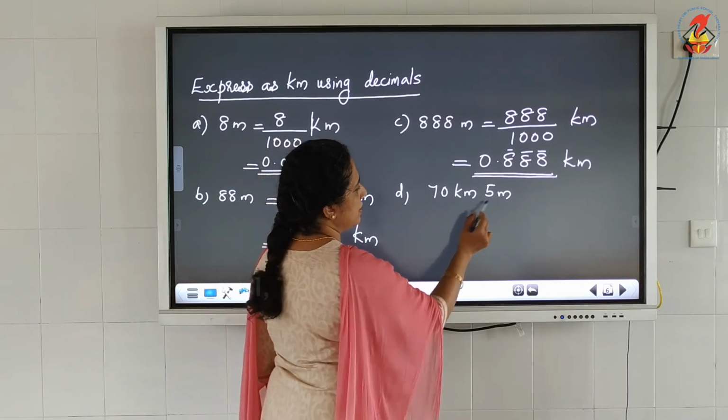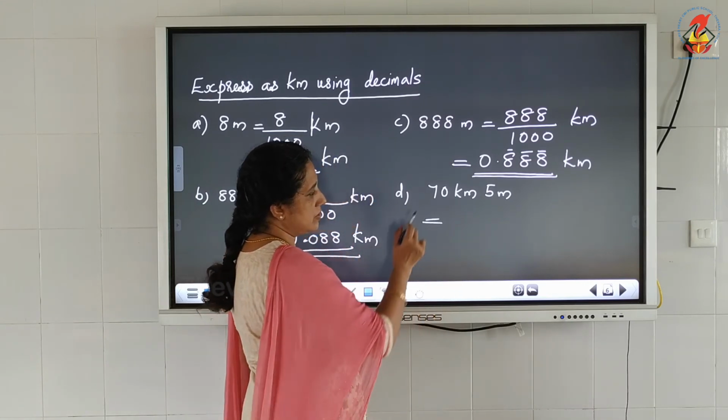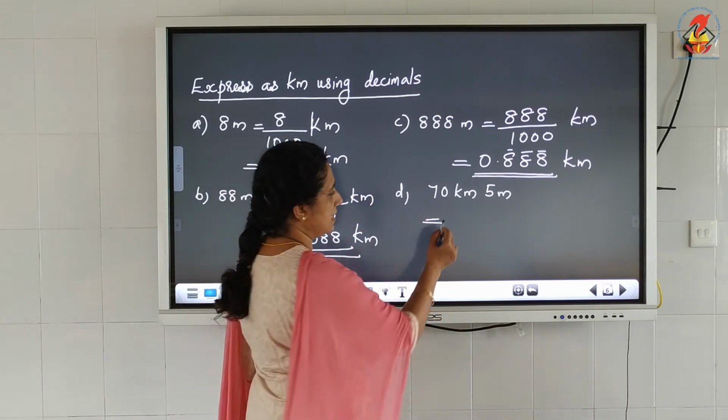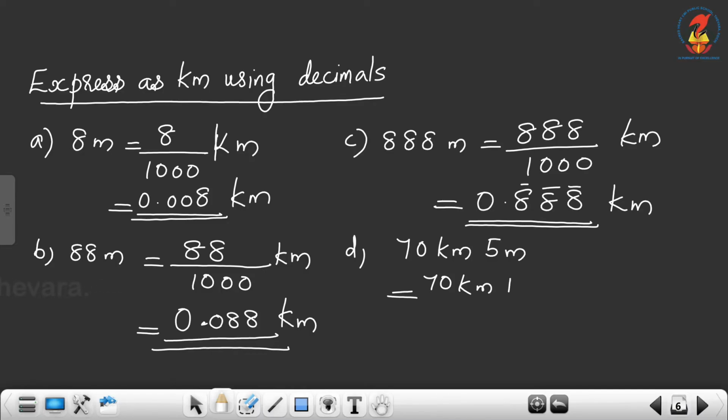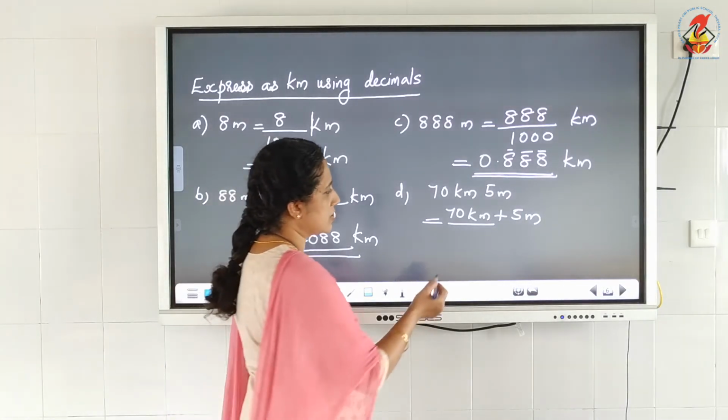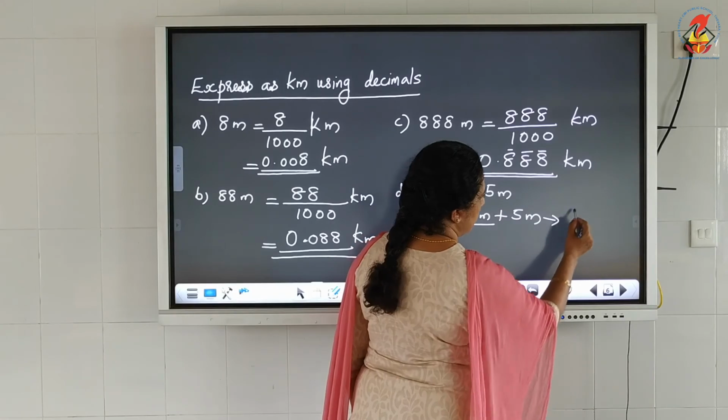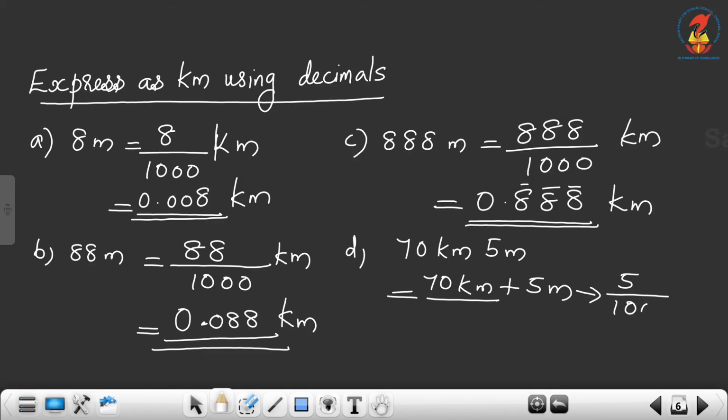Now 70 kilometer 5 meters. So 70 kilometer 5 meter means 70 kilometer plus 5 meter. So 70 is already in kilometers. So 5 meter only you want to change. So how can we change it? 5 meter, when you change it, that is 5 by 1000 kilometers.